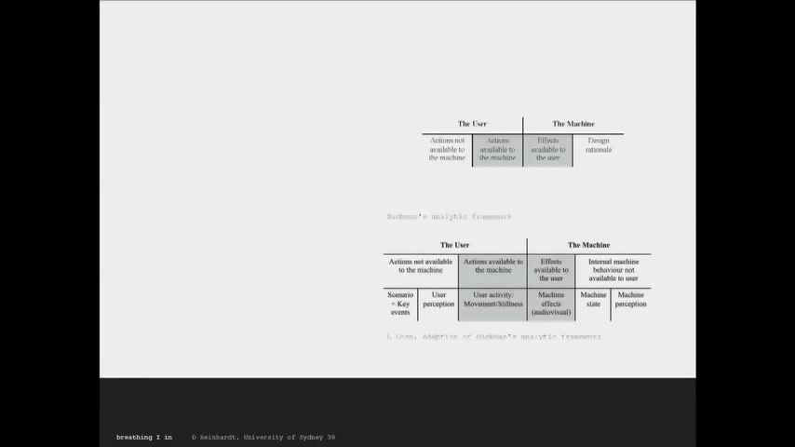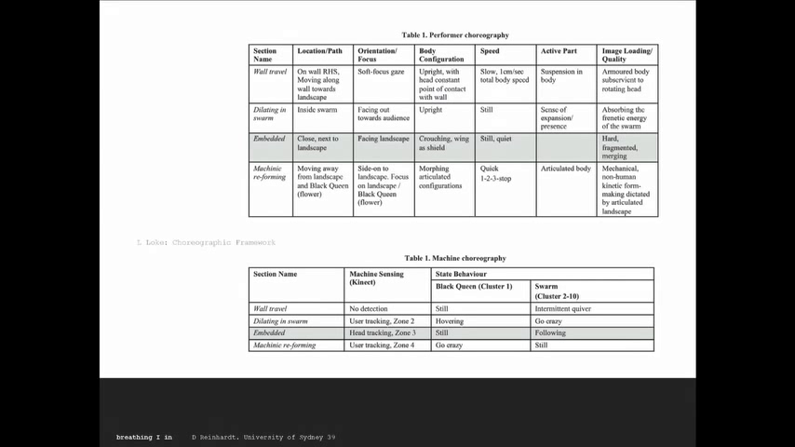So Suchman says there are actions where there's a shared point between the user and the machine. There are actions that are not available to the machine. There are actions available to the machine. There are effects available to the user. And then there is the machine doing whatever it does.